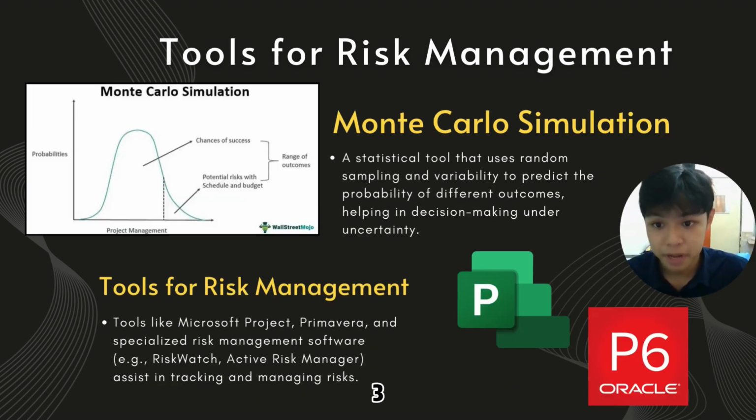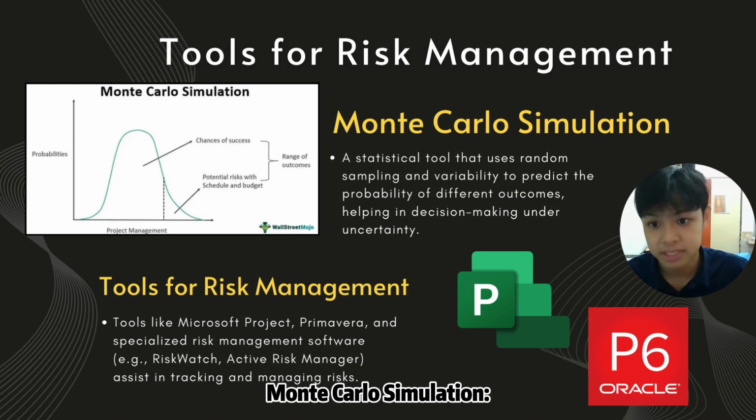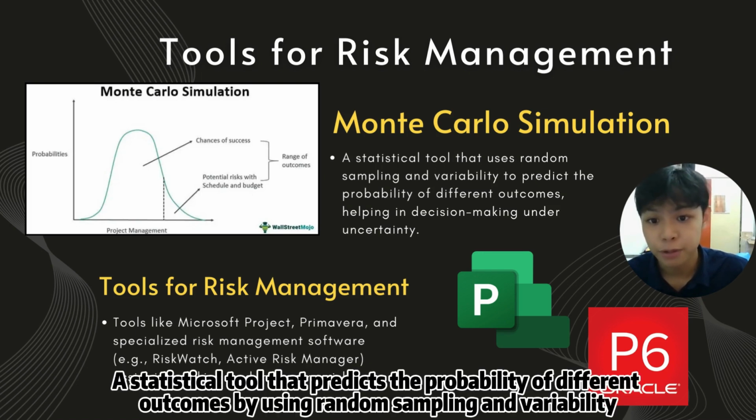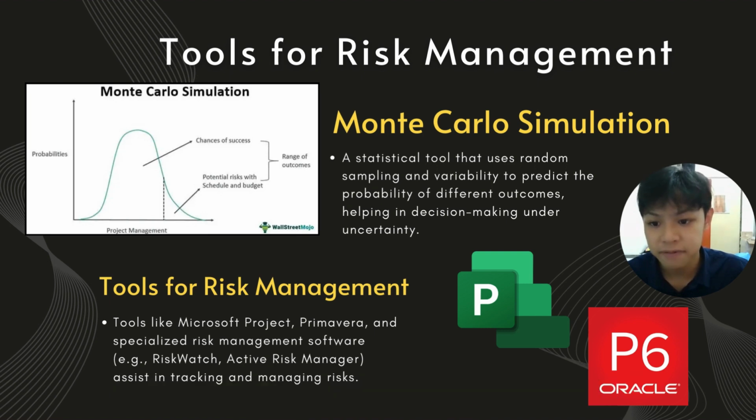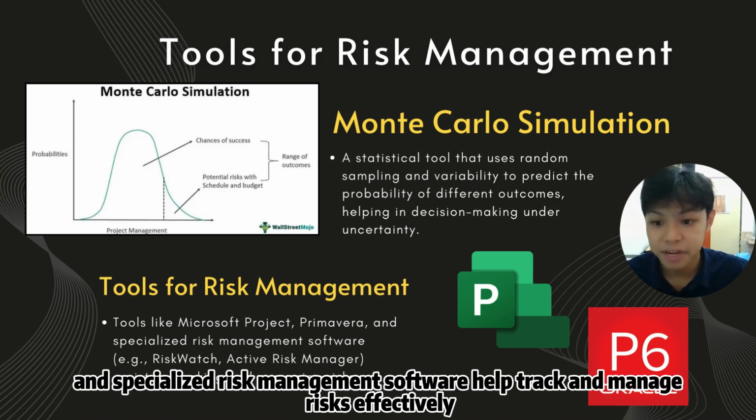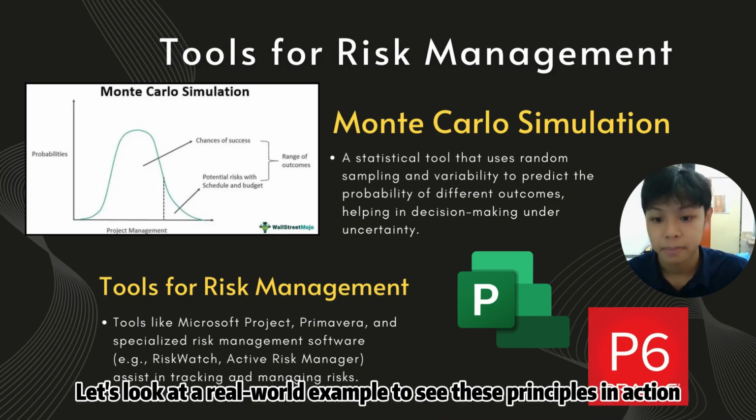Then the third tool for risk management is Monte Carlo simulation. It's a statistical tool that uses random sampling and variability to predict the probability of different outcomes, helping in decision making under uncertainty. And the last one is software tools for risk management, like Microsoft Project, Primavera, and specialized risk management software. For example, RiskWatch and Active Risk Manager assist in tracking and managing risk.